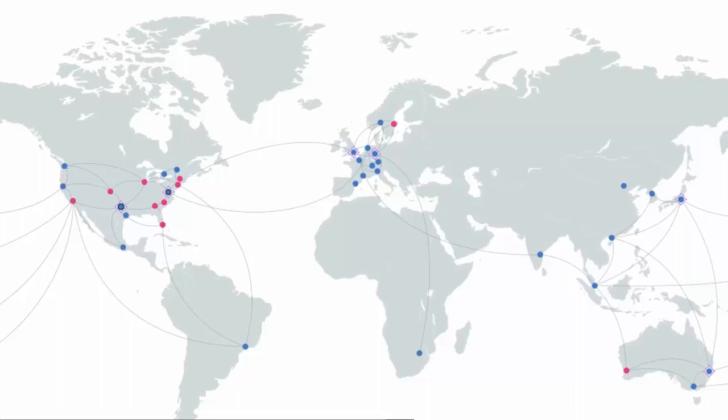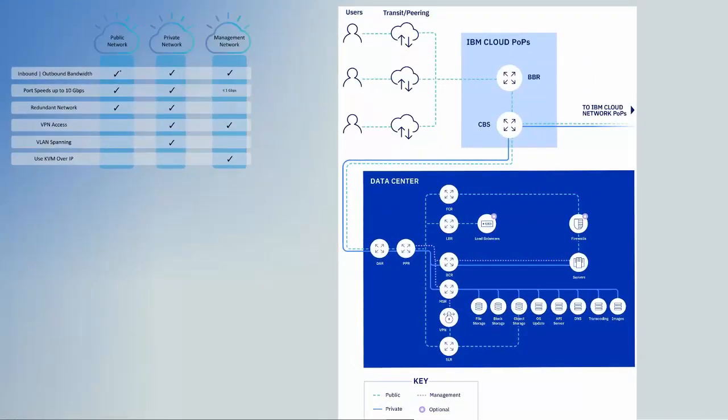As you can see, our network consists of over 30 data centers and points of presence, or POPs, across the globe. This will help you expand your global footprint as well as minimize latency for your end users. Here's a zoomed-in look at one of our data centers with an example scenario of various server setups within a pod.